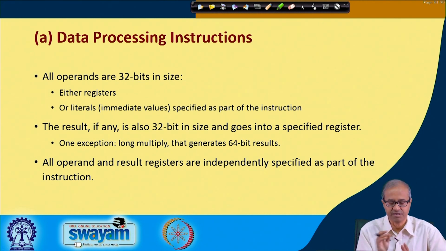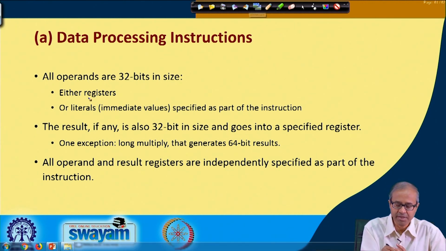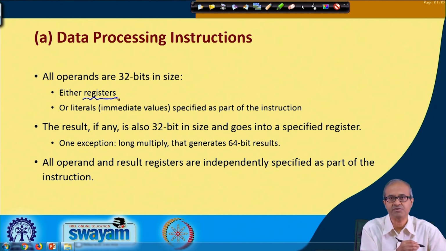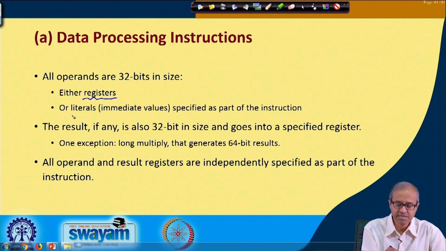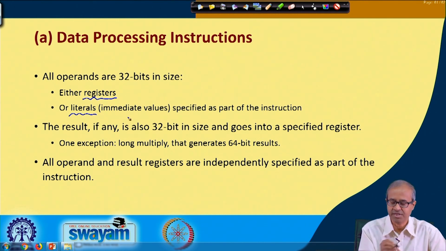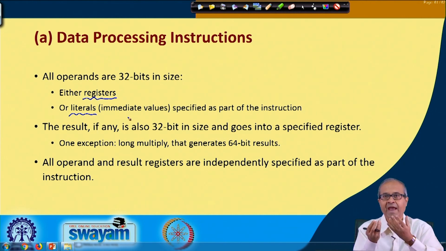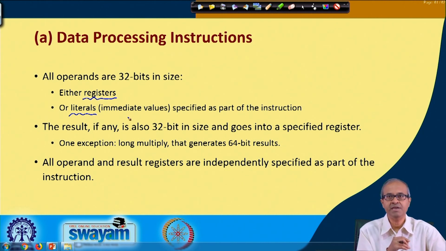This is something fixed in ARM, and these operands can be either registers. So, you may carry out these operations on registers, or some of the operands may be constants. These are called literals or immediate values. I may say add the value 10 to the content of a register. That 10 is like a constant, that is called a literal or an immediate value. That value 10 is specified as part of the instruction, that is called immediate operand, right.